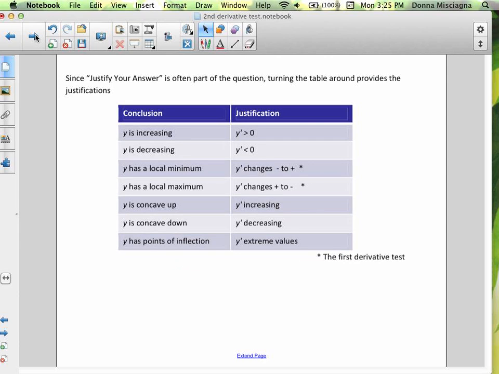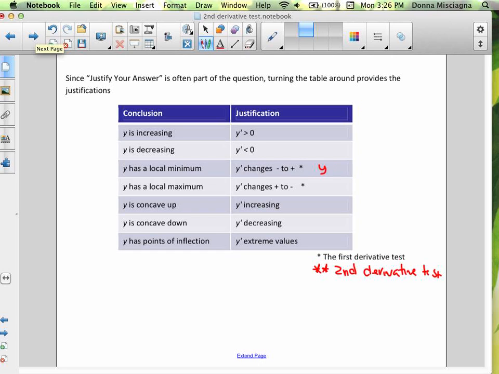So y is increasing where the first derivative is positive. Y is decreasing where the first derivative is negative. Y has a local minimum where the first derivative changes from negative to positive. That would be the first derivative test. Or, if you're using the second derivative test, you can add this to your notes. Y double prime is positive. Actually, let's put, instead of the word is, that's right, that way. Right? And so that would be the second derivative test.